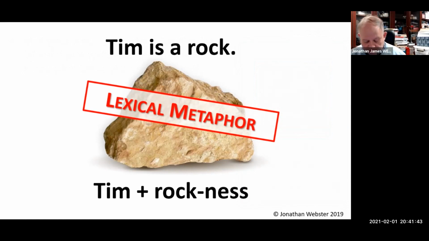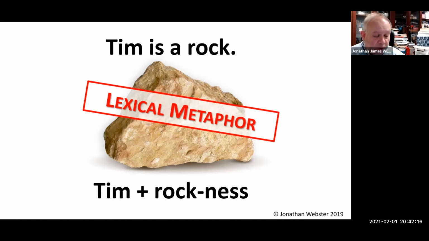All right, so Tim is a rock. Now, what does that mean? If I say Tim is a rock, well, here's the picture of a rock. All right, so it's a lexical metaphor. Usually when we think of metaphor, we think of lexical metaphors. What does it mean?